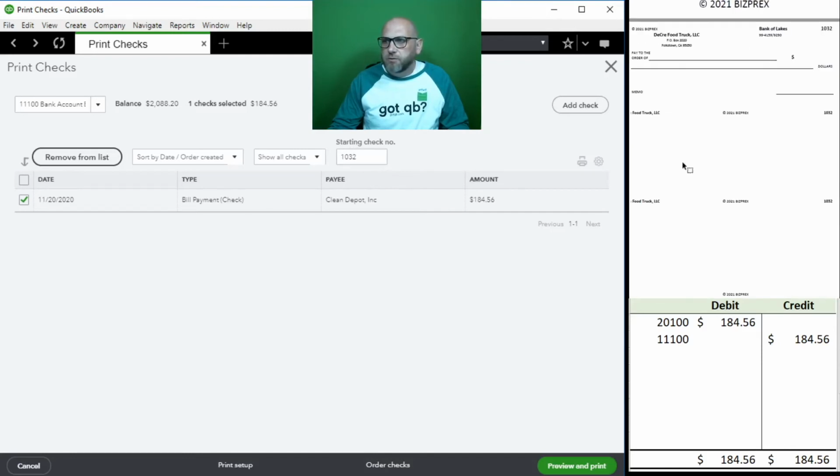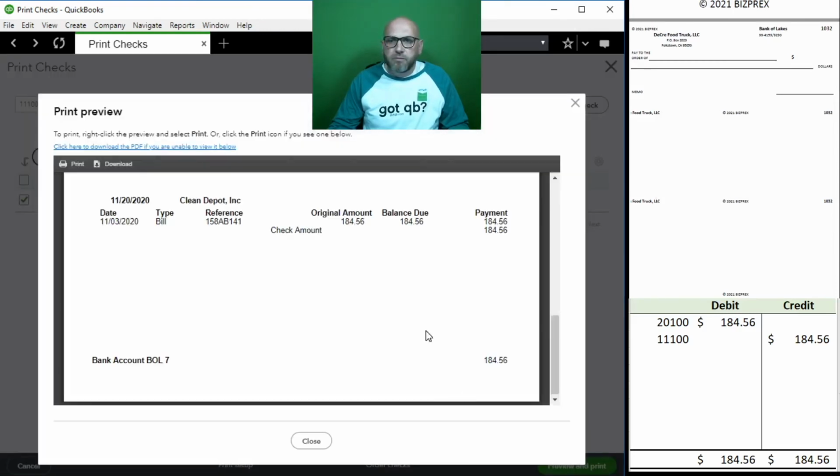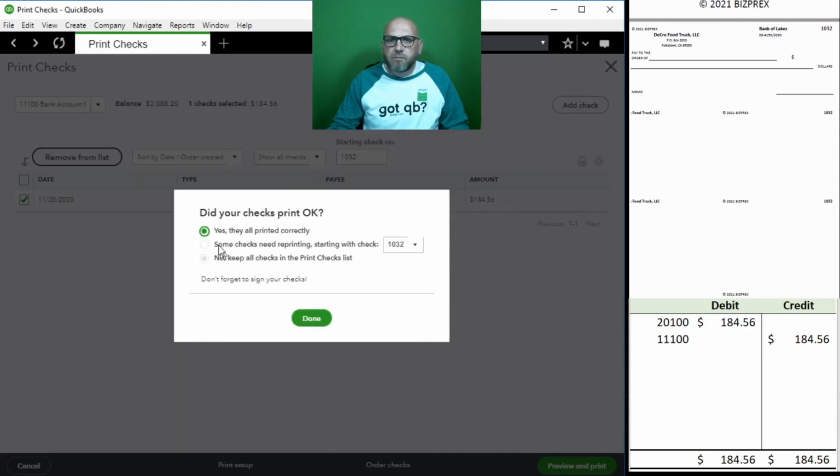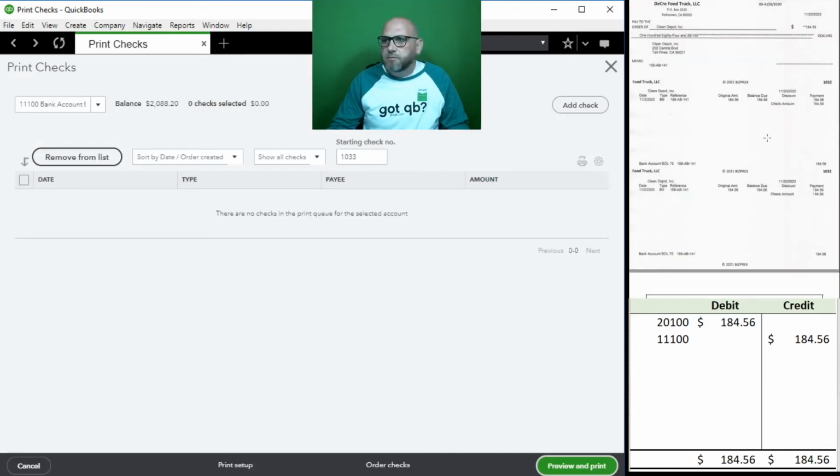So we're going to insert this blank. All right, all good, checked. Preview and print. Looks good. Okay. Yes, printed correctly. Done. Here it is. Right. So this check would print, we would sign it and mail it out. So at this point, this transaction would be booked because what's happening is we're paying down accounts payable, right, 2,100, using our bank account, 11,100.